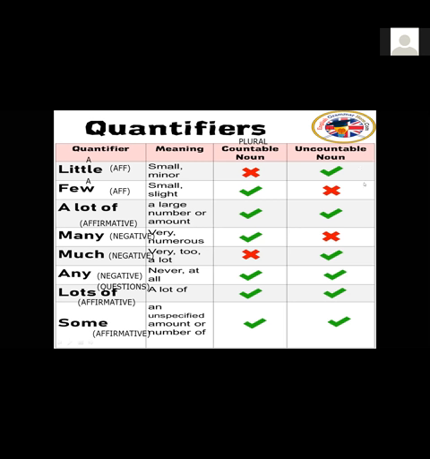Okay. So maybe Carmen Reyes, I'm gonna unmute you. Okay, Carmen, give me one example with any. I don't have any money. Okay, perfect. Thank you very much. Now, let me see. The next one will be Laurita. I don't have any sugar. Excellent, Laurita. Thank you very much.